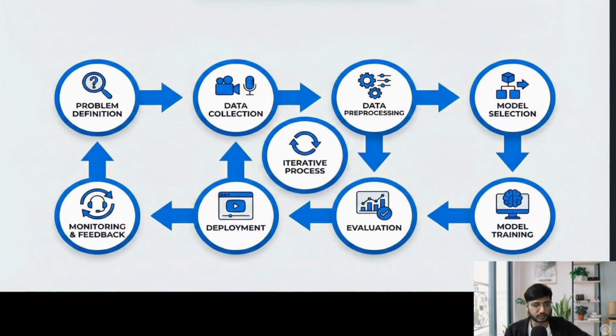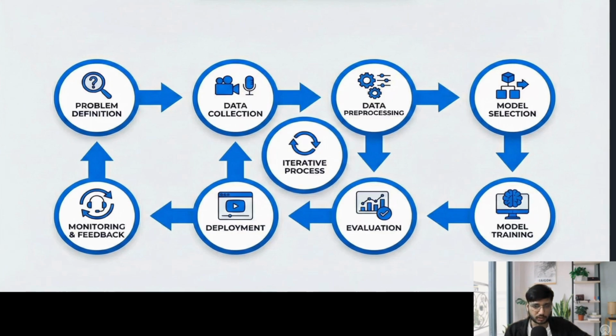Second is data collection. Most of the time we are going to use data which is openly present. It can be on Kaggle, it can be on Scikit or somewhere else. Then is data pre-processing, which involves clearing out the data, clearing out null values, and if we need to perform some transformation on the data, some feature engineering, something like that.